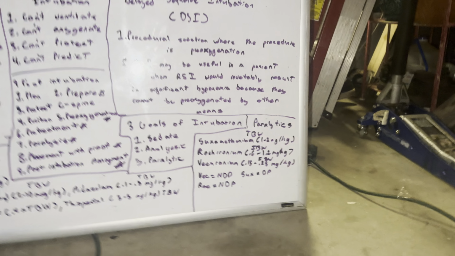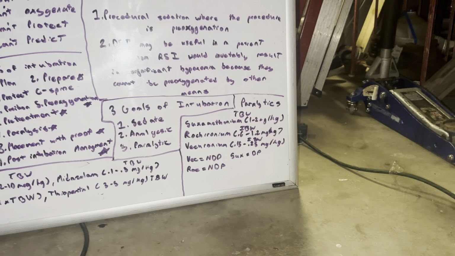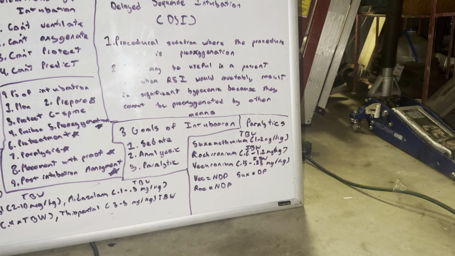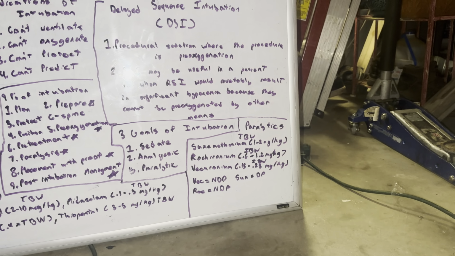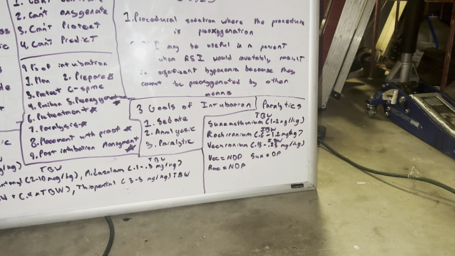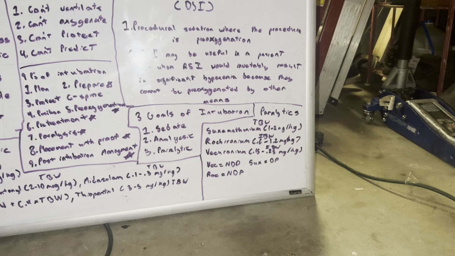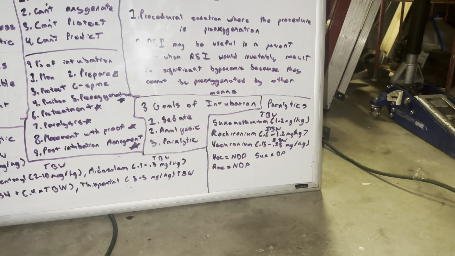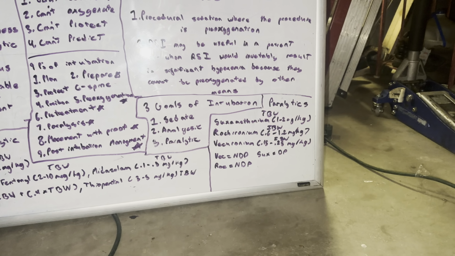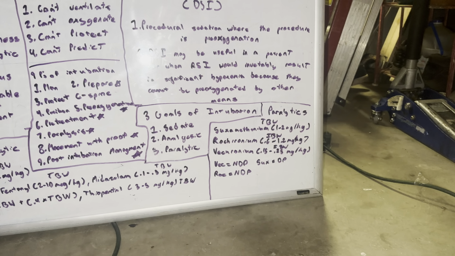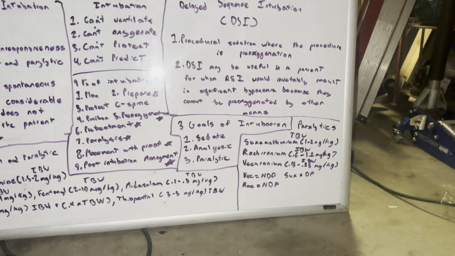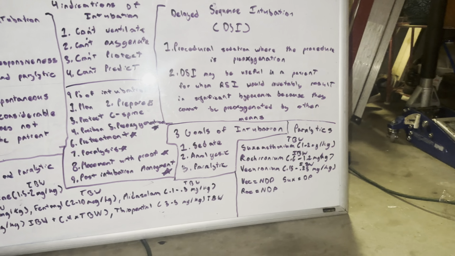Now we get over into our paralytics. Our paralytics are succinylcholine, which is 1 to 2 milligrams per kilogram total body weight. Rocuronium, which is 0.6 to 1.2 milligrams per kilogram ideal body weight. And vecuronium, which is 0.15 to 0.25 milligrams per kilogram ideal body weight. Now, what are the differences between these 3, you might ask?